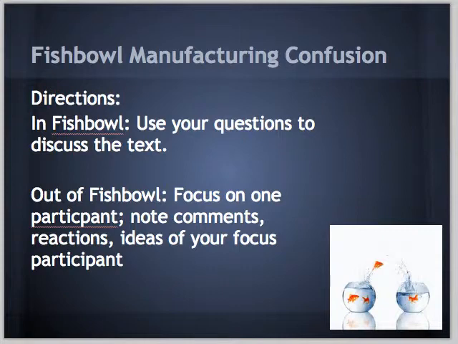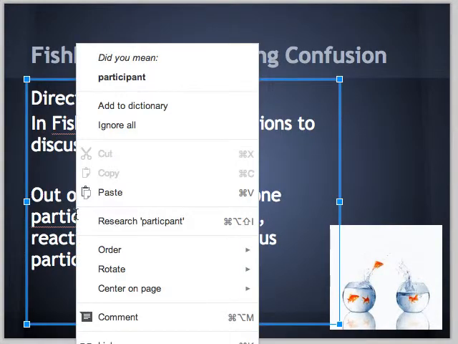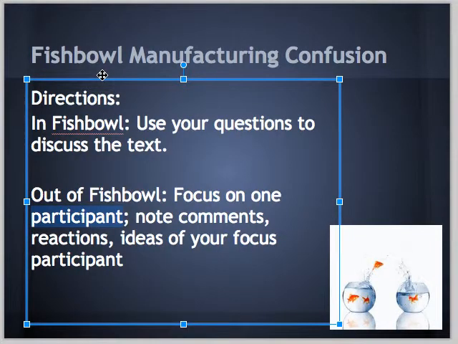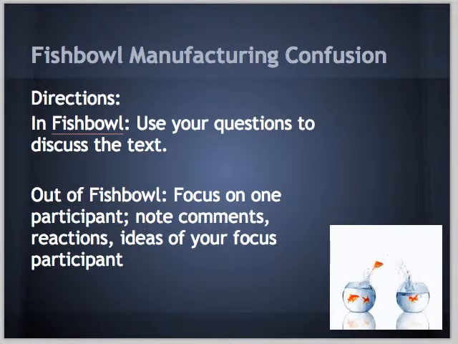The people in the fishbowl would, of course, be having that conversation. The people outside the fishbowl would choose one participant to focus on, noting their comments, reactions, and ideas. And I think Google is trying to tell me that I've spelled participant wrong. Let's fix that. All right, all much better.